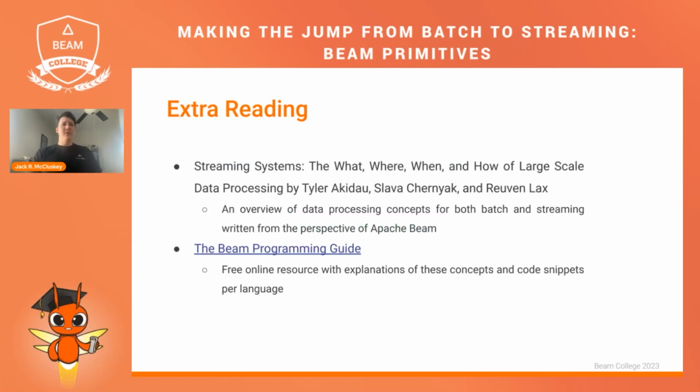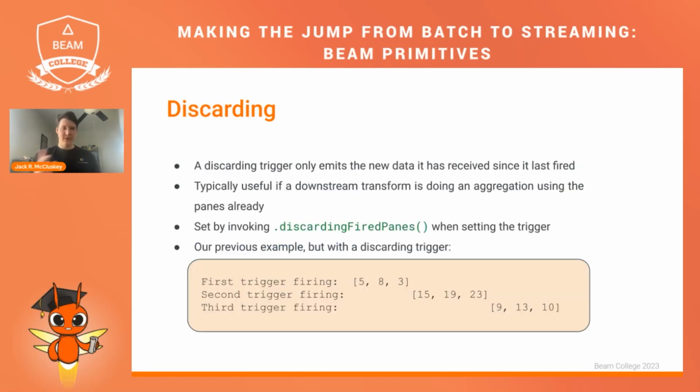Something to keep in mind with this is that if you're doing aggregations further down the stream, you would want to do discarding, because you would, in theory, be updating the aggregations as you're going as well and receiving panes. So you don't want to receive elements that you've already considered multiple times. That's the motivating example behind wanting to discard that data.